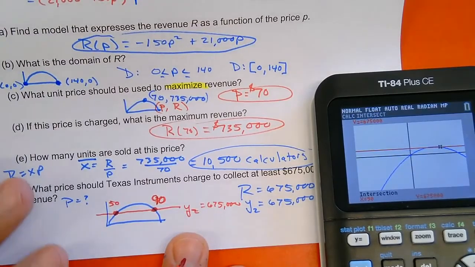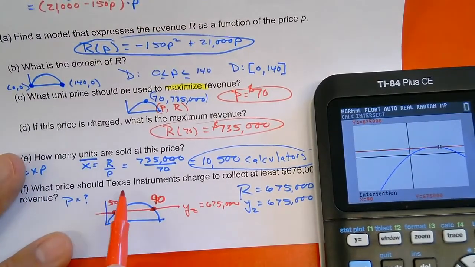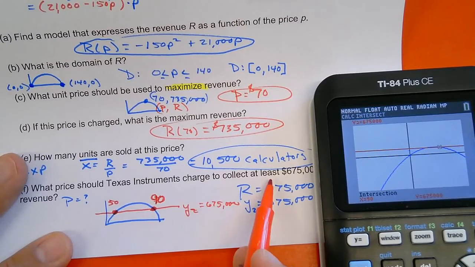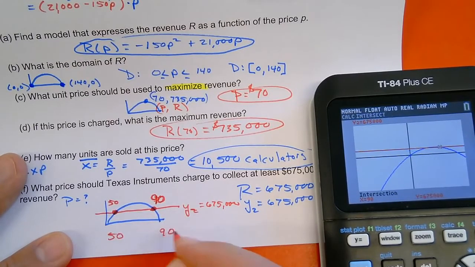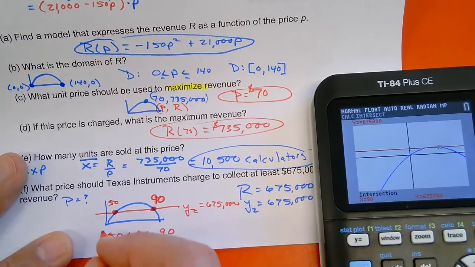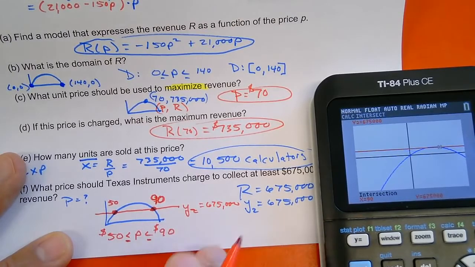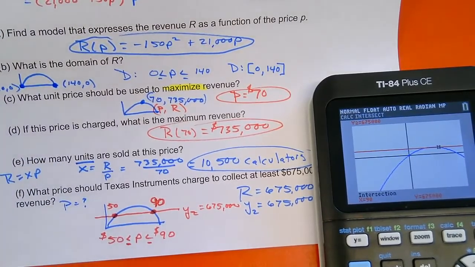Okay, so what prices should Texas Instruments charge to collect at least 675? I need to write a low number, a high number, prices in the middle, and then less-than signs. At least is equal to as well. So I need to charge 50 to 90 bucks for these things to earn at least 675.